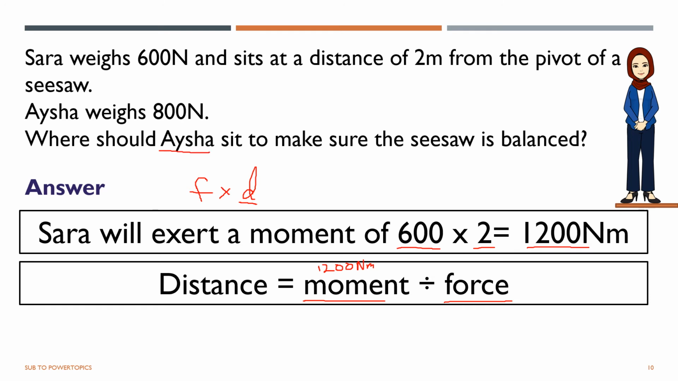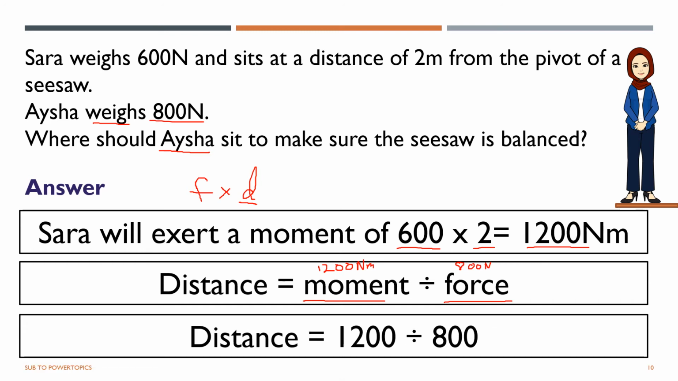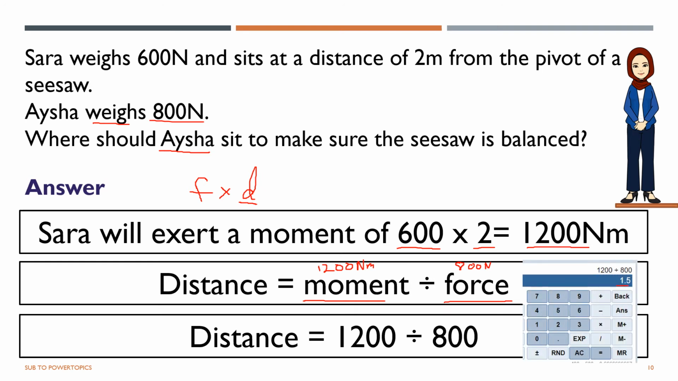So the force is 800 Newton. And now, what will we get? What's the answer? The answer is 1.5. 1.5 meters. So don't forget the unit. So we divide the moment and the force to get our distance. So Aisha should sit 1.5 meters away from the pivot of the seesaw.